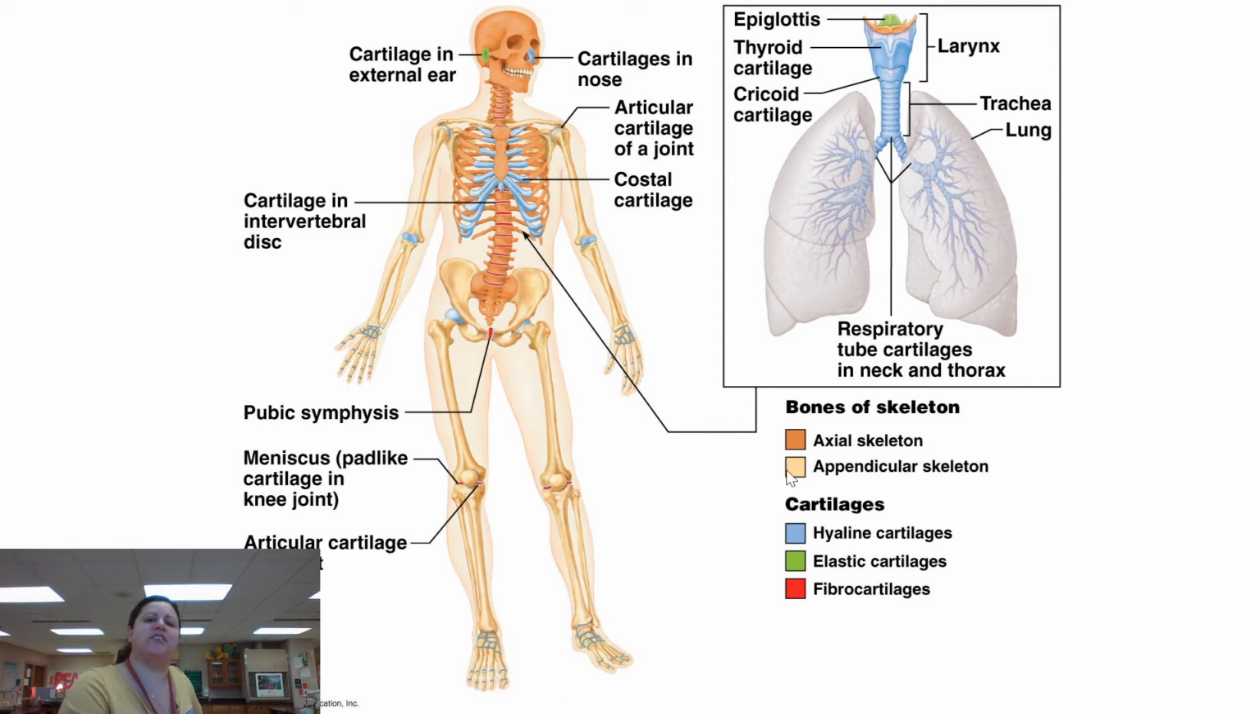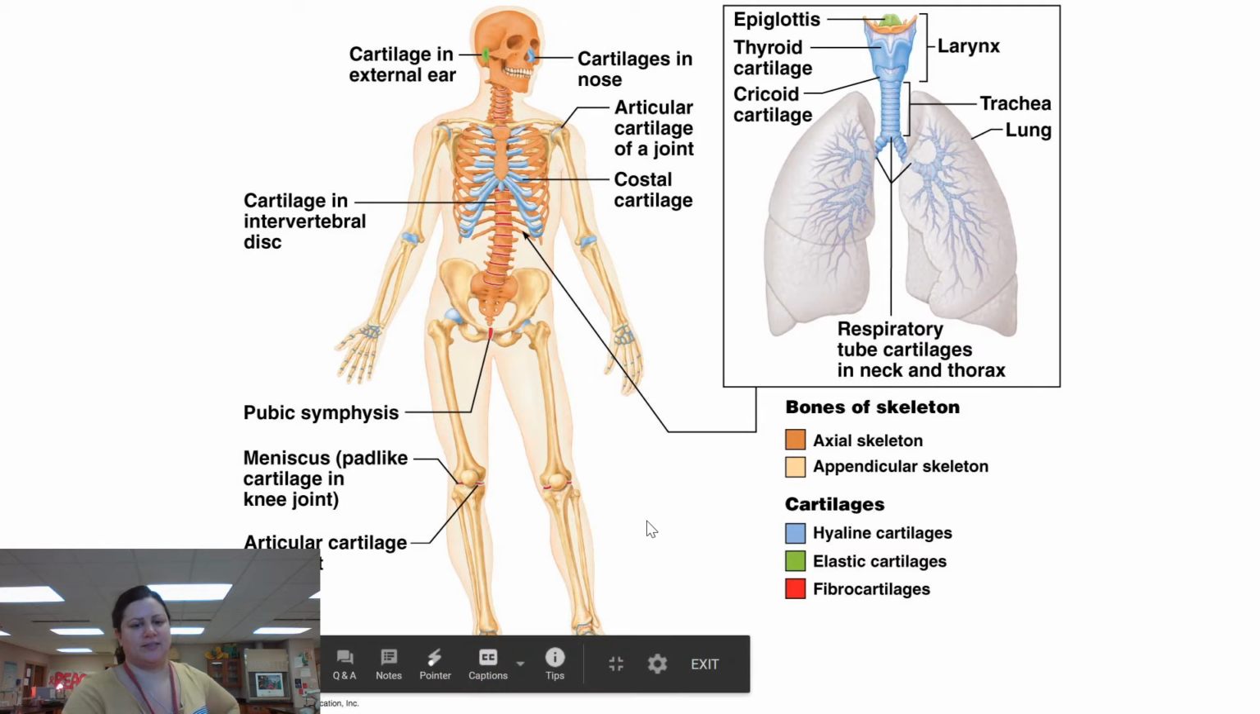The axial skeleton is the long axis of your body, so this darker brown part right here, and it includes the skull and the rib cage and the vertebra. The appendages are your arms and your legs.